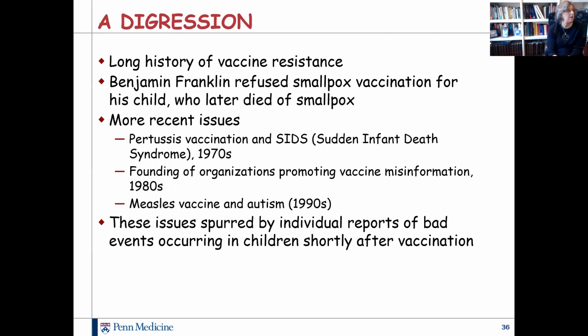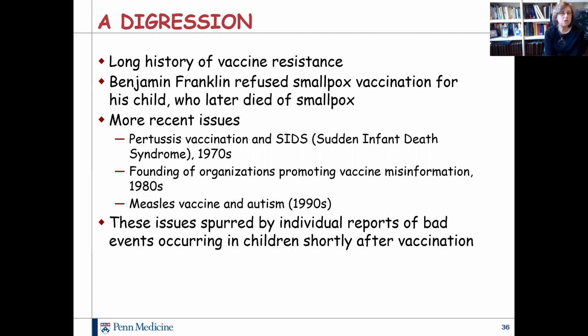So I want to digress and talk a little bit about vaccine resistance. There's a long history of vaccine resistance. As some of you know, Benjamin Franklin refused the smallpox vaccination, which had been developed during his time, for his child, who then later died of smallpox.